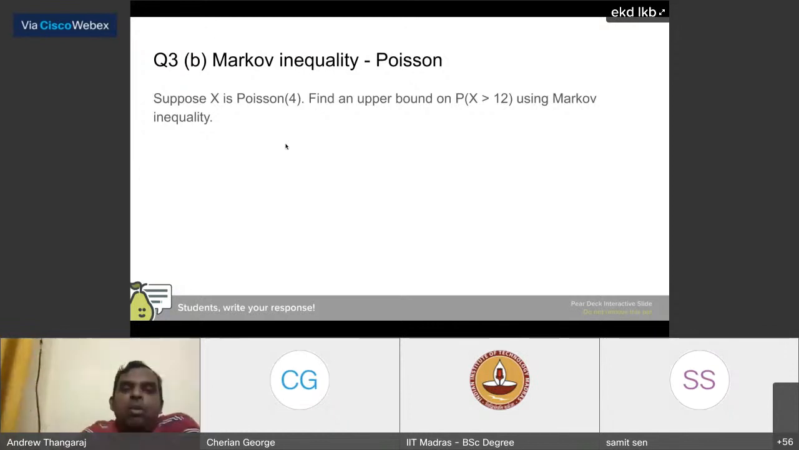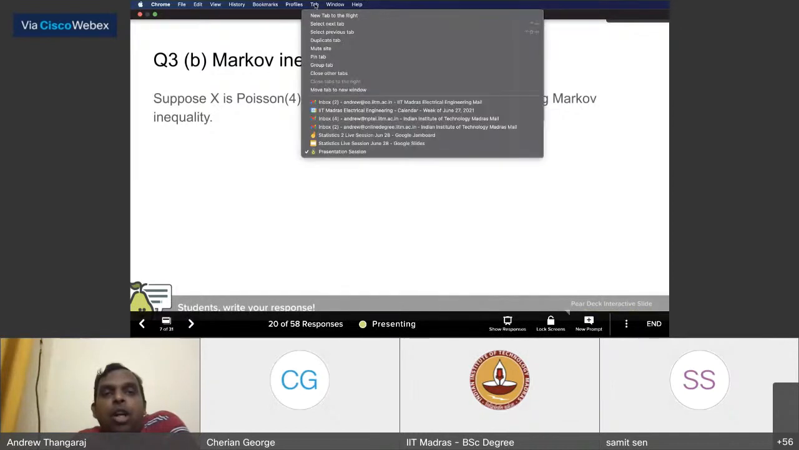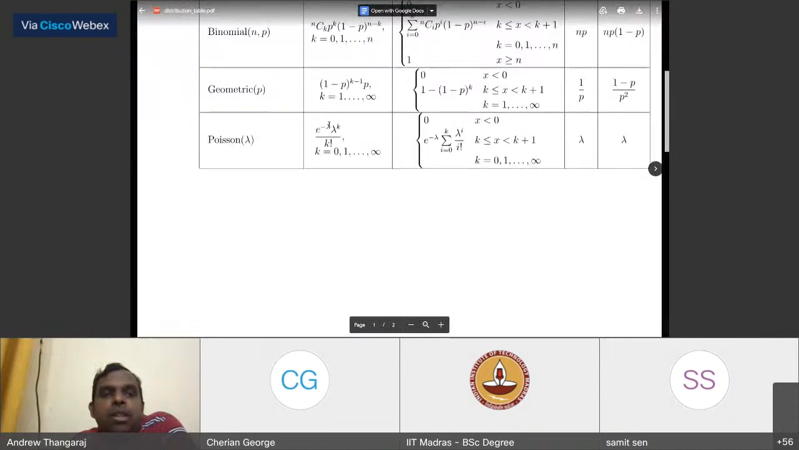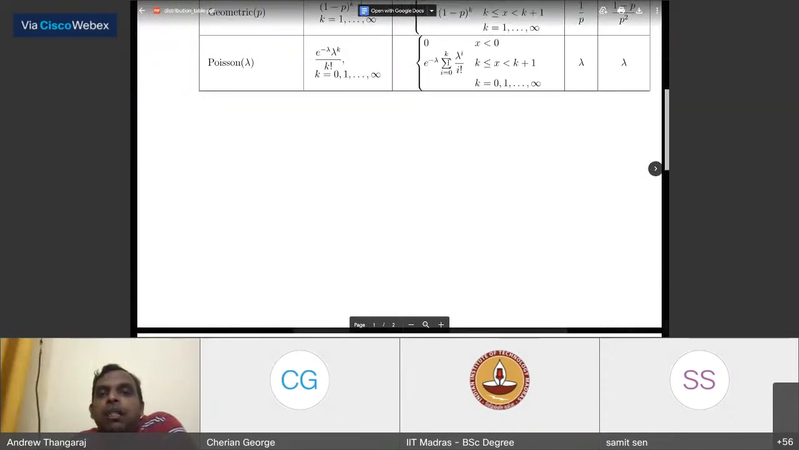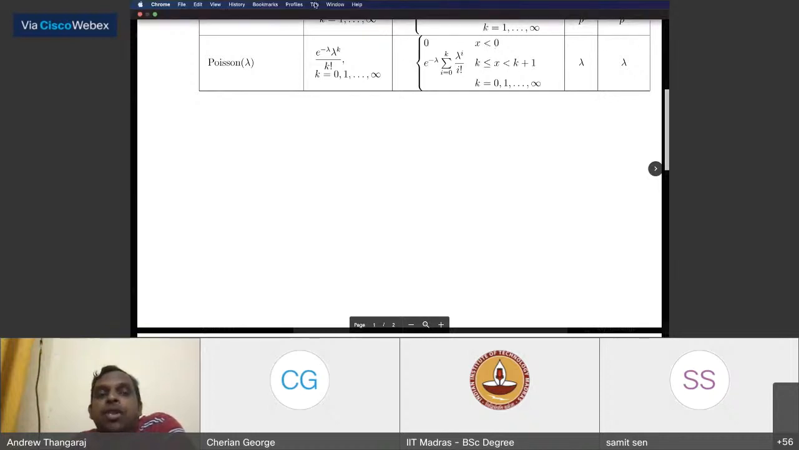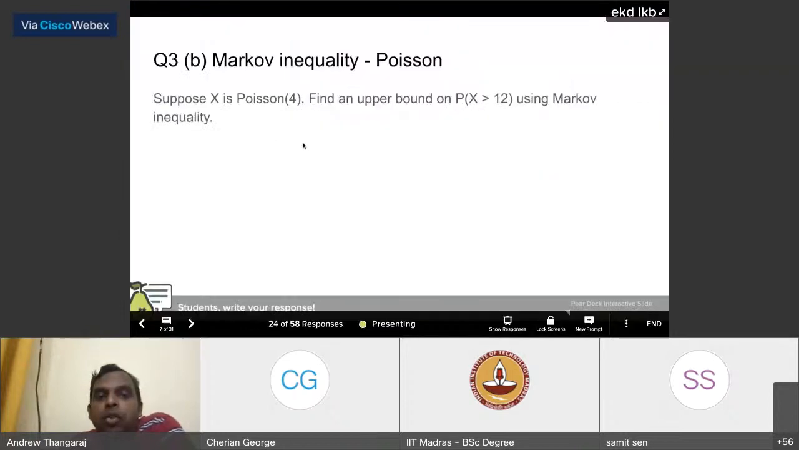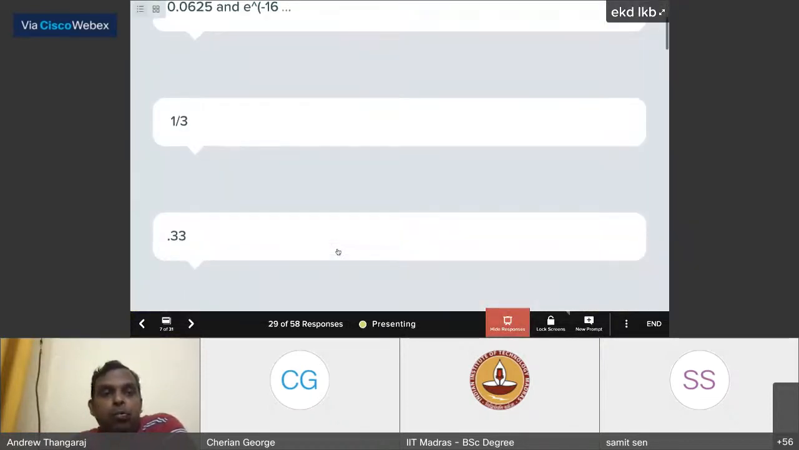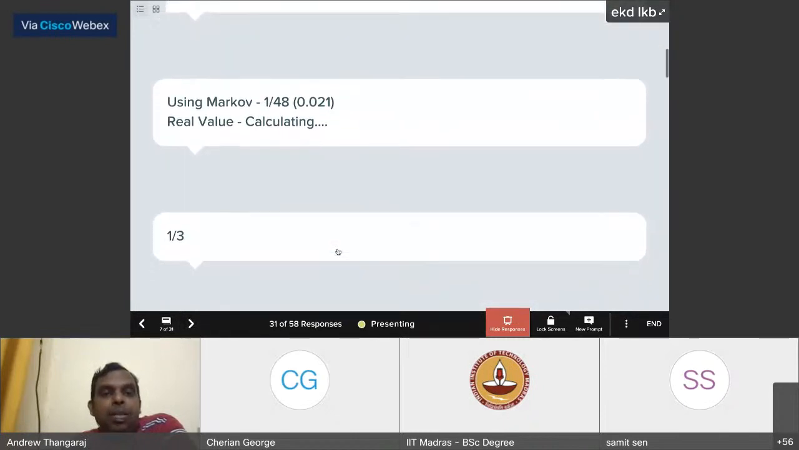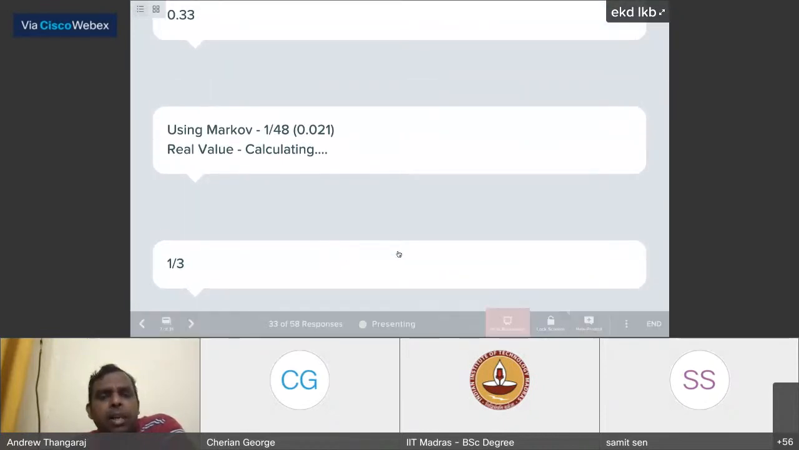So this is Poisson. Once again, if you forgot the formula, let me come back and show you the formula here. Poisson distribution is right there. Poisson lambda: mean is lambda, variance is also lambda. Mean and variance both are lambda for the Poisson distribution. So for Poisson 4, mean is 4, so the expected value of x is 4. If you use Markov inequality, you're going to get a really simple bound. 1 by 3 is absolutely right. 1 by 48 is not.